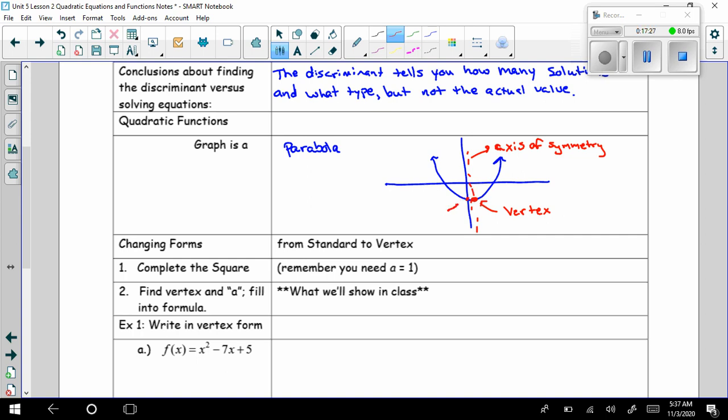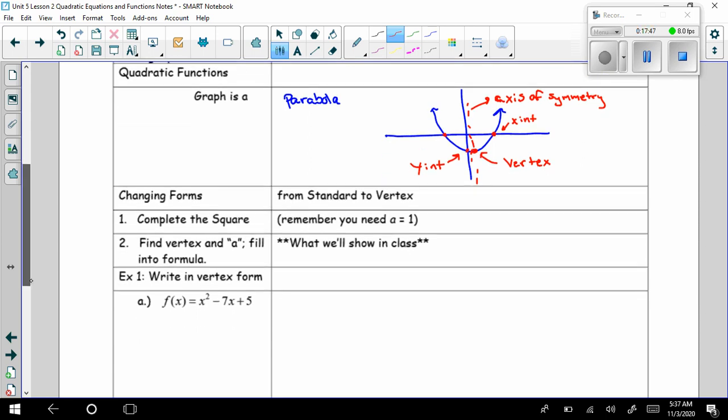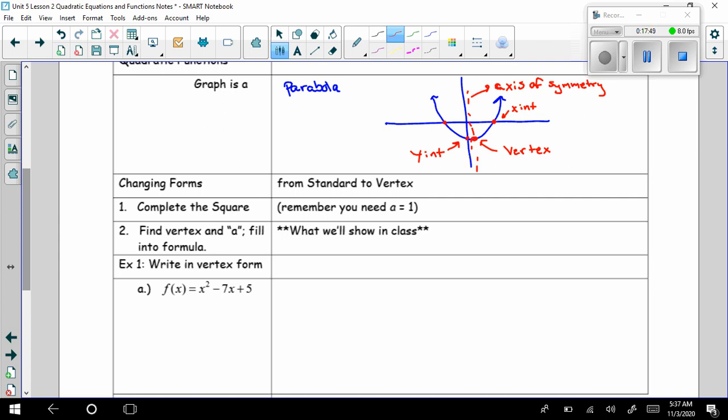I should have drawn this a little bit different. They have a y-intercept. And then they have x-intercepts, and that is what your discriminant tells you. Sometimes they have 1, sometimes they have 2, and sometimes they don't have any. But where it crosses the x-axis would be your x-intercept. We can change back and forth between forms to make it easier to graph, depending on what we're doing with it. From standard to vertex form, we're going to use the completing the square process.